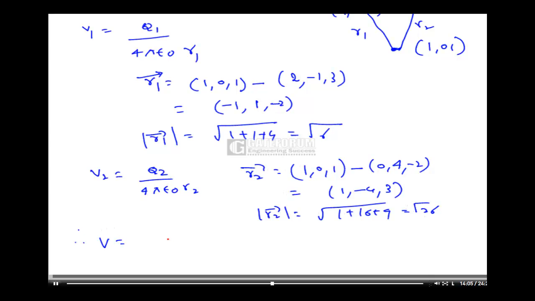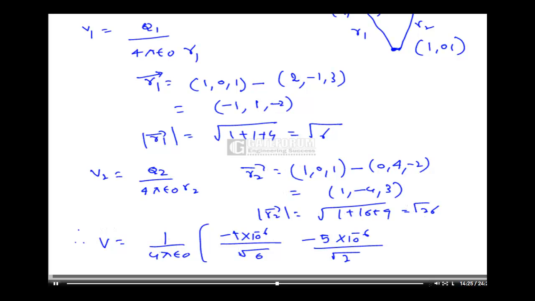Therefore the total potential V is 1 by 4 pi epsilon naught, taking it common, times -4 into 10 power -6 by square root of 6, minus 5 into 10 power -6 by square root of 26. If you simplify this, you will get approximately -5.872 kilovolts. That is the potential at that particular point. Like this you can calculate potential.